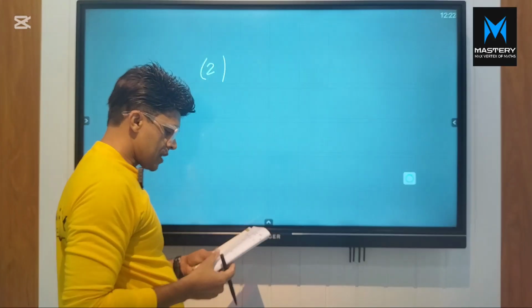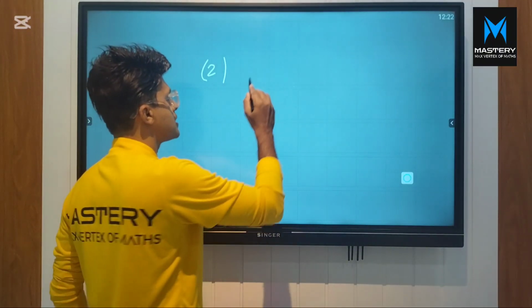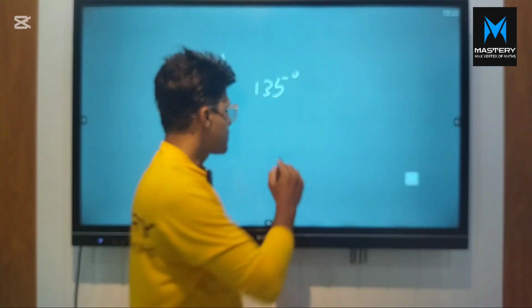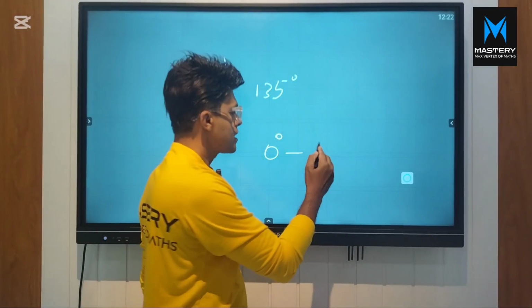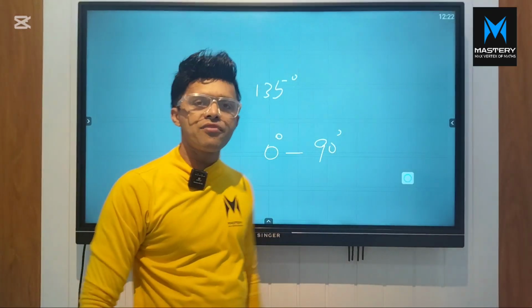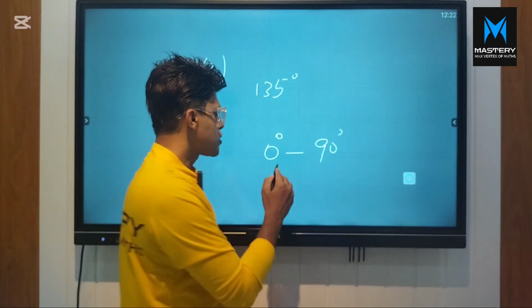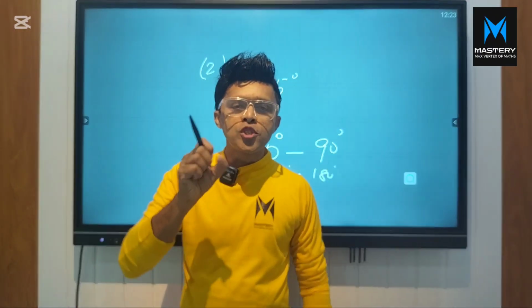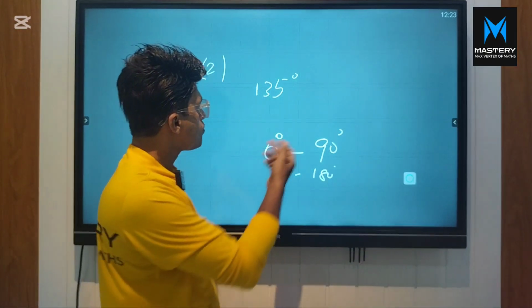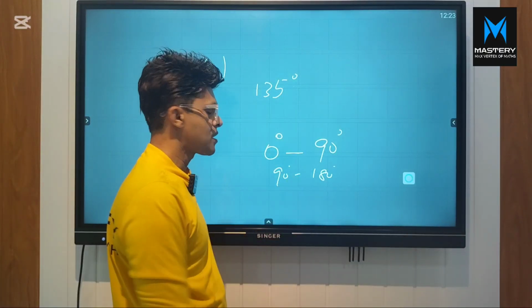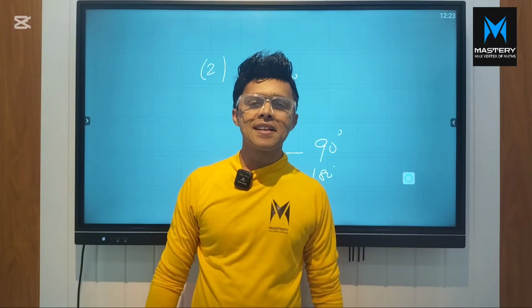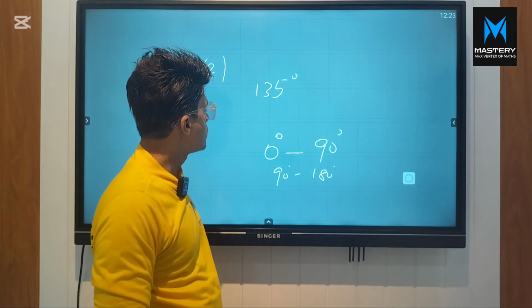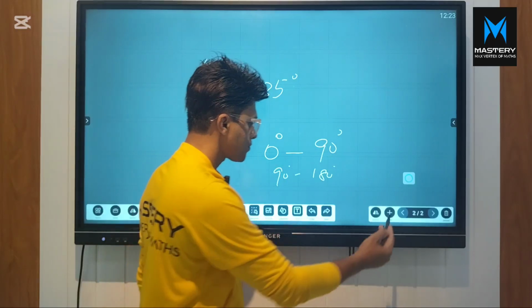The second question is, what type of angle is 135? You know that angles greater than 0 degrees and less than 90 degrees, we identify as acute angles. Angles between 90 degrees and 180 degrees we name as obtuse angles. This angle lies between 90 degrees and 180 degrees. Therefore, 135 degrees is an obtuse angle.